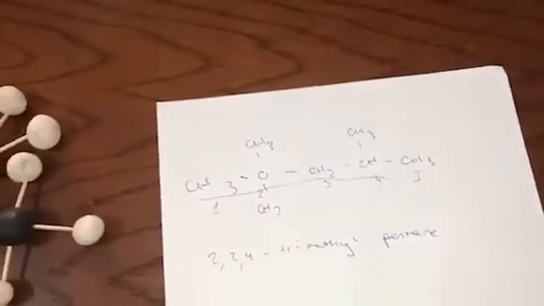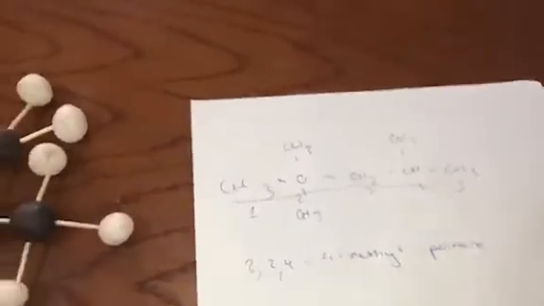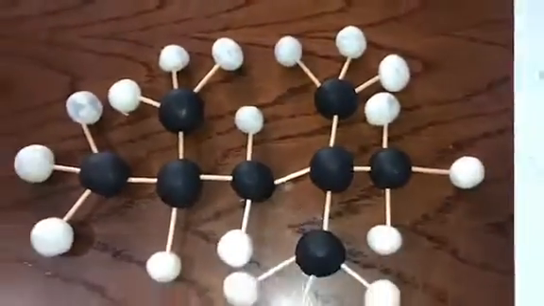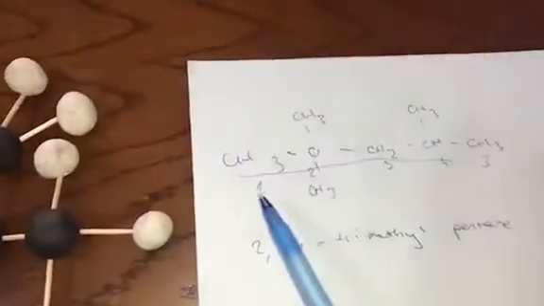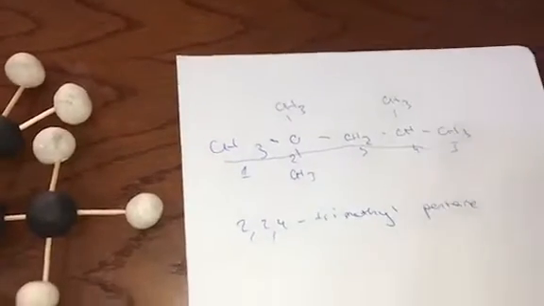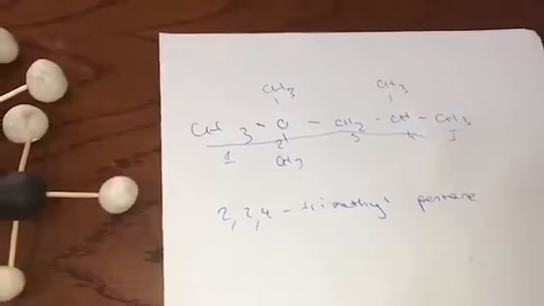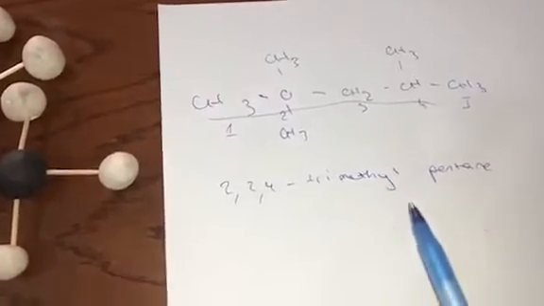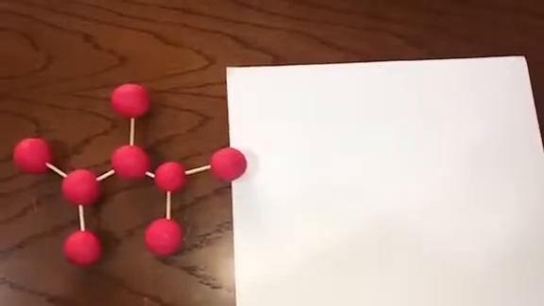We chose the longest continuous chain of carbon, which was this one, or this one. And we started numbering from the side nearest the substituents here. And if there are more than two substituents, we choose the Latin prefix di, tri, tetra, and we name them alphabetically. So its name is 2,2,4-trimethylpentane. This figure is in skeletal structure.